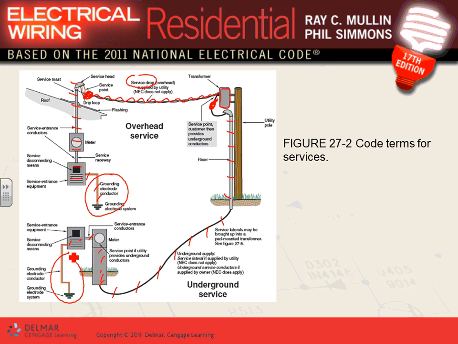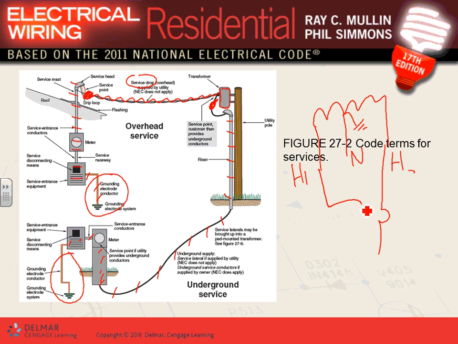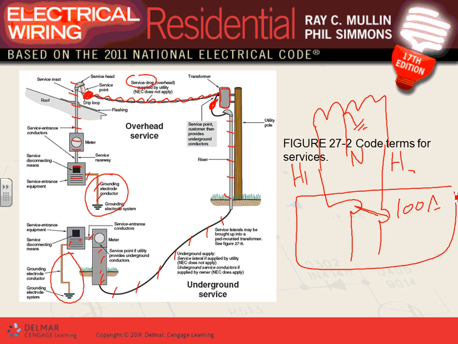How do you ground the neutral? Here's my utility type transformer coming in, guys, for dwellings. The utility will ground theirs here. Here's my neutral. Here's my hot one. Here's my hot two. Here's my circuit breaker 1. Here's my circuit breaker 2. So these are my 100 amp panel service. Can you guys see that?